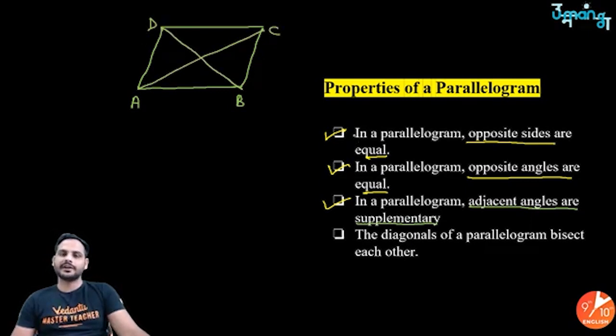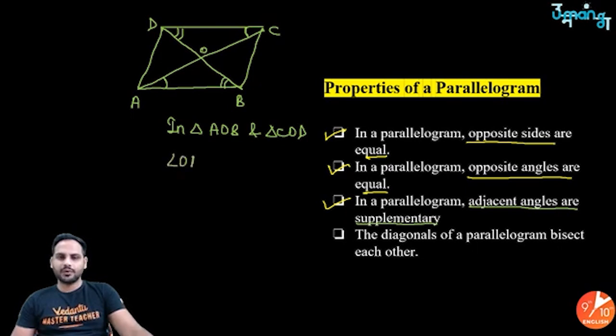Draw both the diagonals. Now look, beta, this angle will be equal to this angle because of interior alternate angles. Let us say this is point O. So I can say, in triangle AOB and triangle COD, angle OAB is equal to angle OCD. Second, angle OBA is equal to angle ODC.